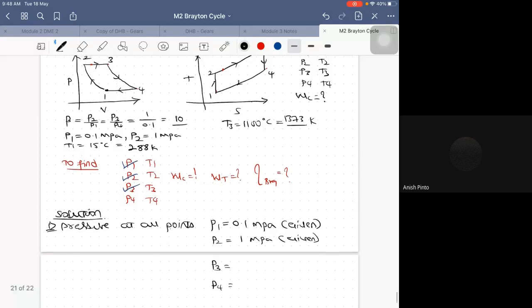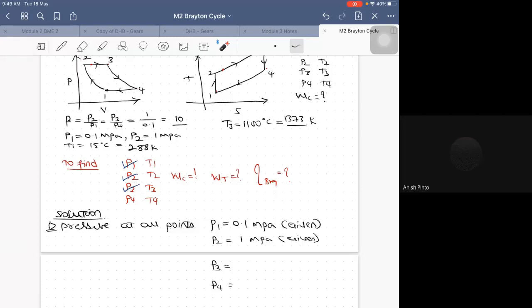I know the value of P1, which is given in the problem. I know the value of P2. I need the value of P3 and I need the value of P4. How do I do that? Sir, P3 is equal to 1. Why 1? How did you calculate it? P2 by P1 is equal to P3 by P4.